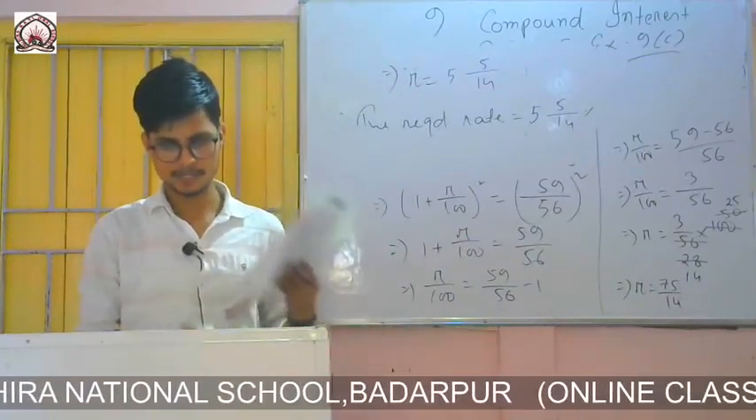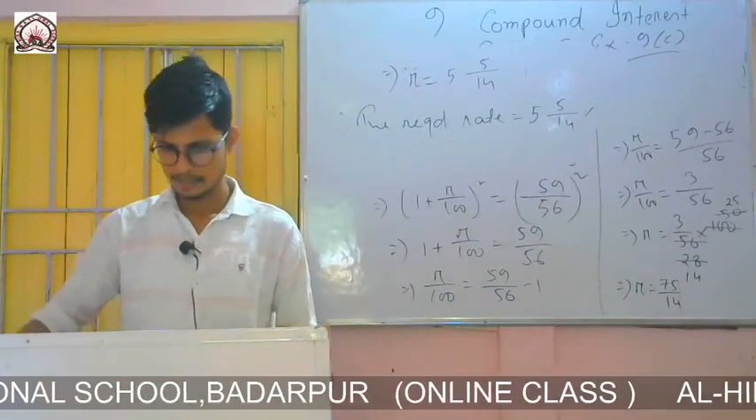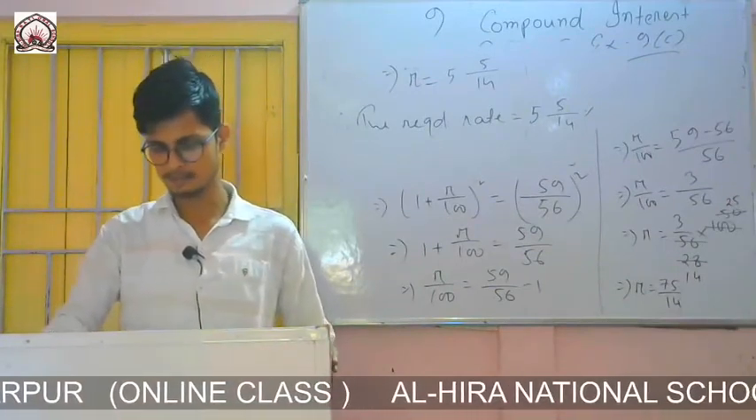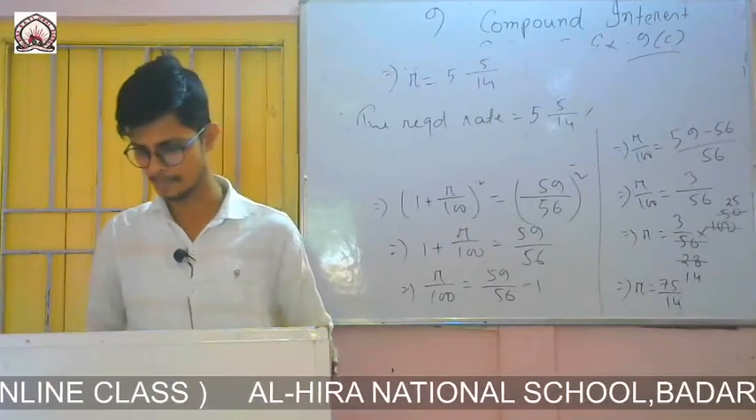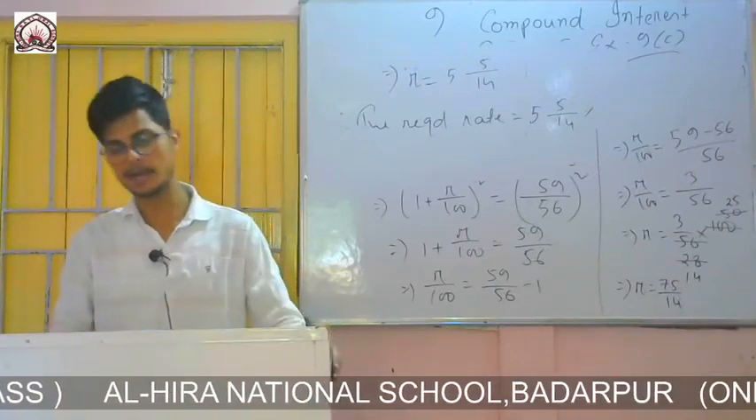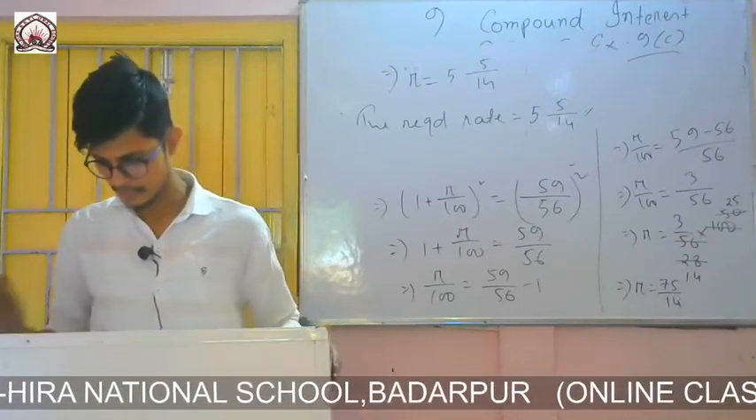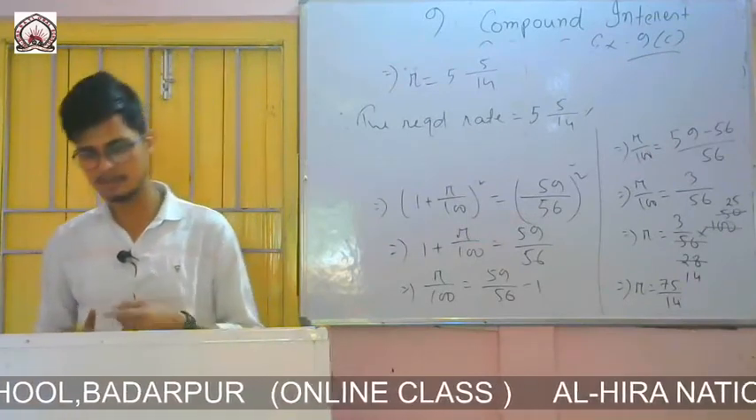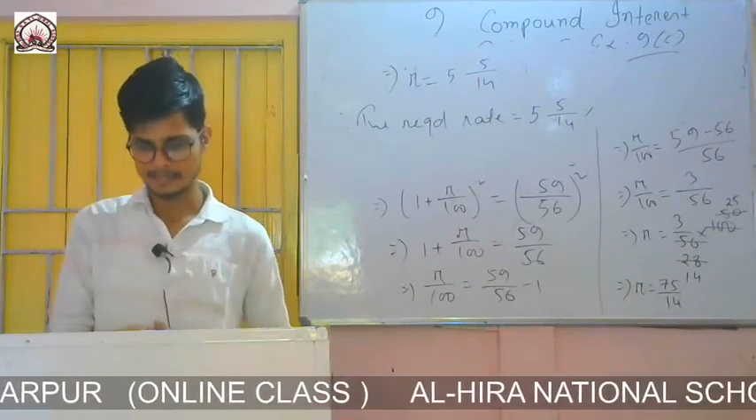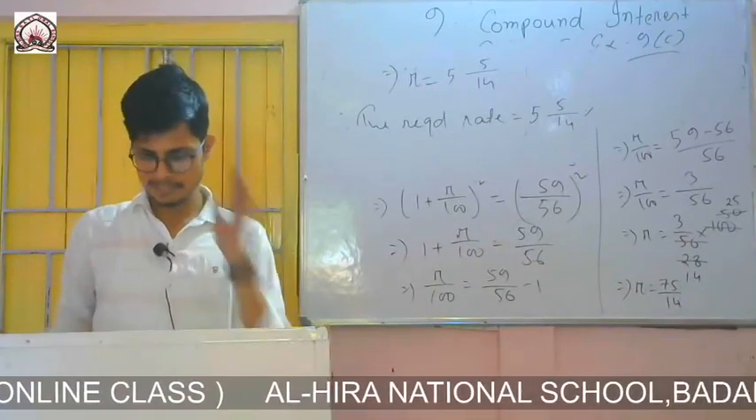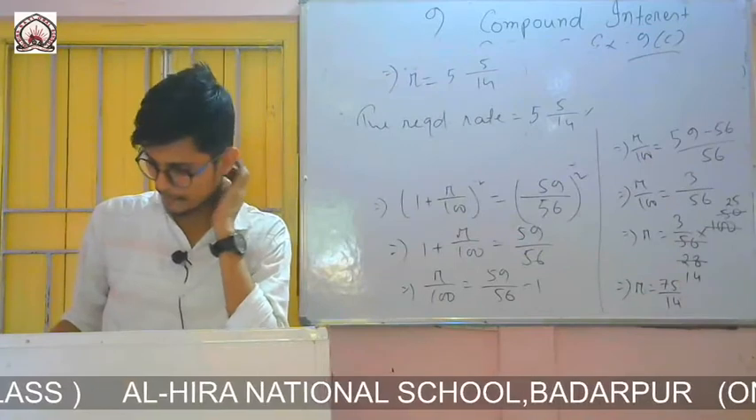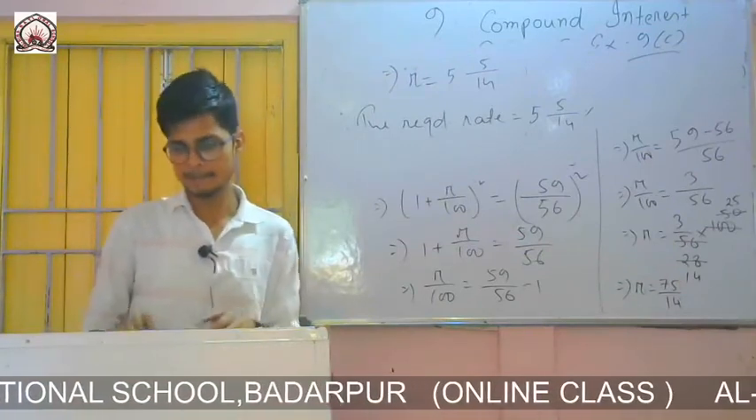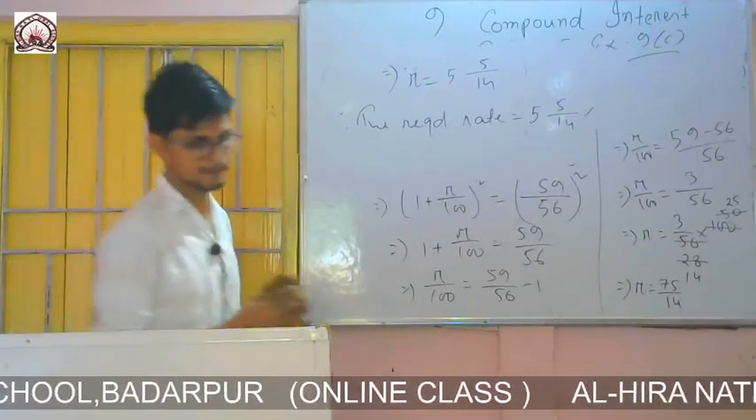So now question number 7. Rupees 8,000 became rupees 9261 in a certain time at the rate of 5% per annum. Compound interest is given, so find the time. In this question the rate is given, and 8,000 is the principal and this one became 9261, so this is the amount. Same as earlier, here you have to find the time.